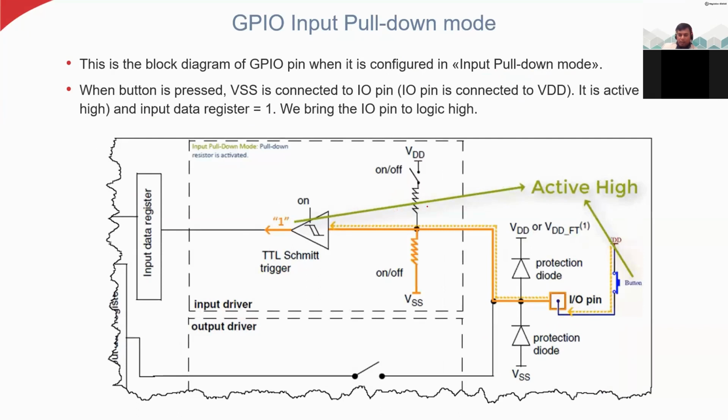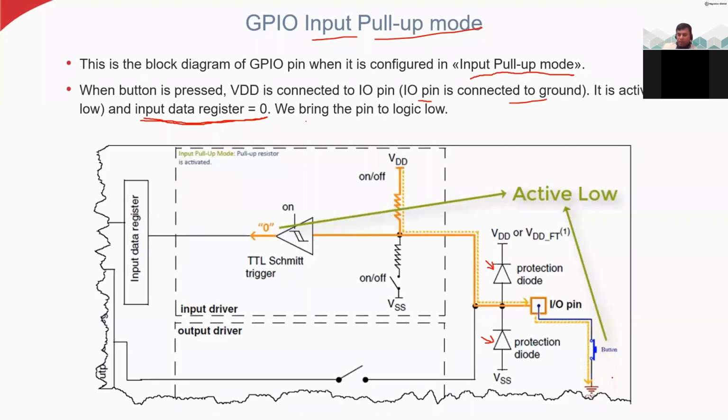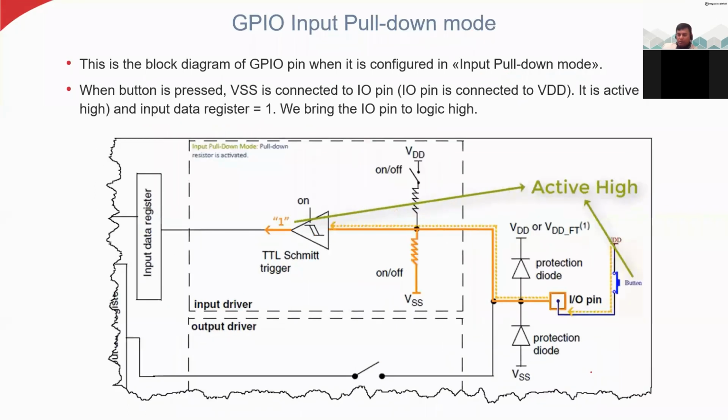You see here, in the other way, this is the VSS connected through this pull down resistor. So here we have the same switch and the same pin. This pin is connected to this button or the switch, and the other end of the button is connected to the VDD. It's not the ground. In the previous one we had ground. So here in this pull down mode, we have this VDD.